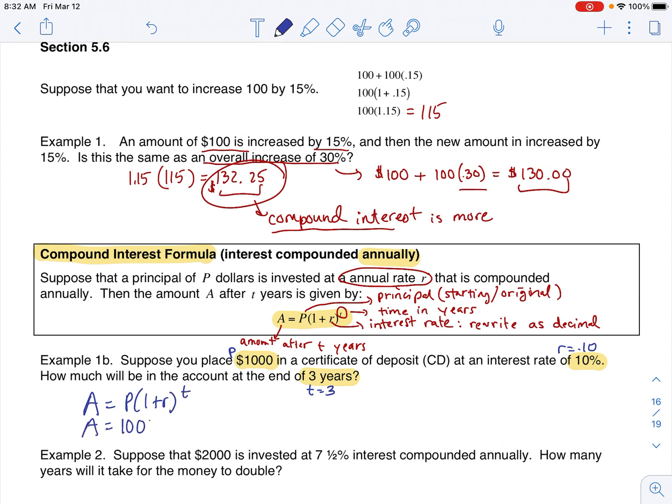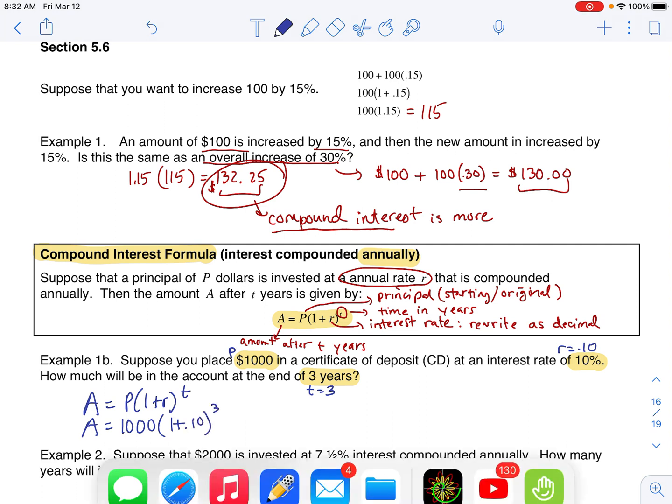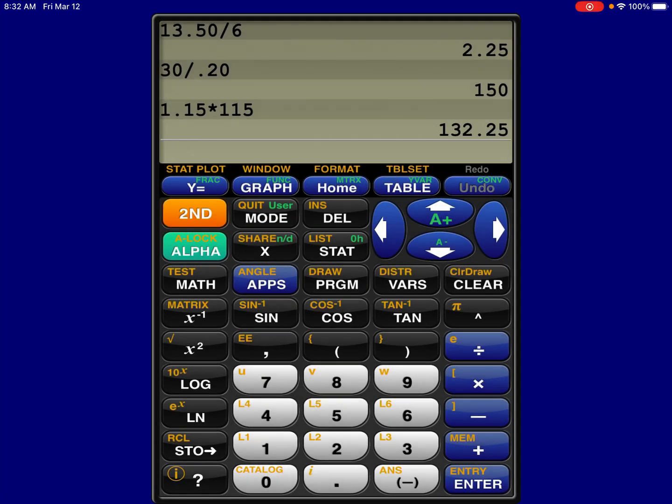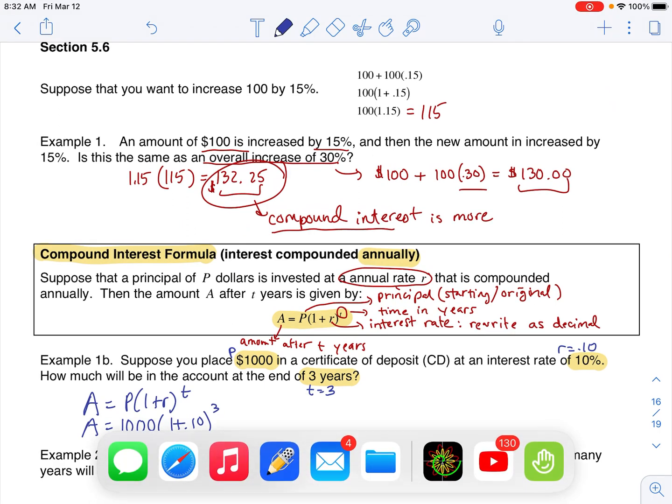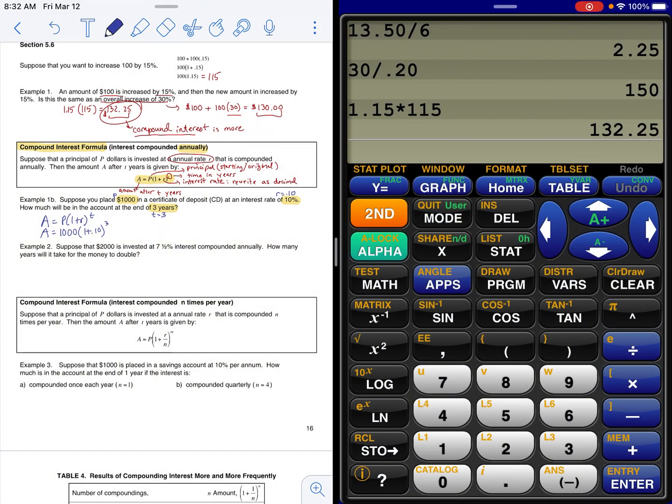So I placed $1,000, that's my principal. 1 plus 0.10. Time is 3 years. I'm trying to pull up my calculator so that I can look at it and the formula both at the same time. That's so much better.